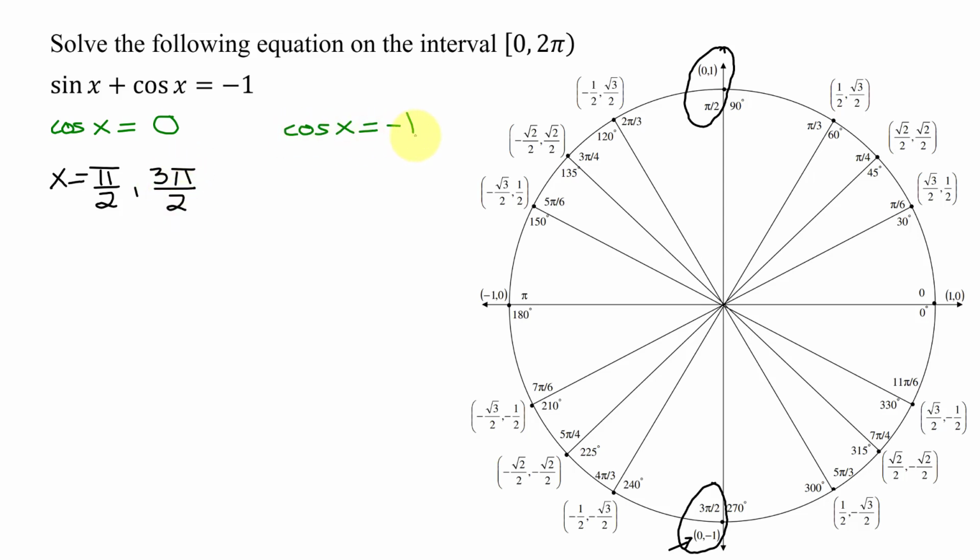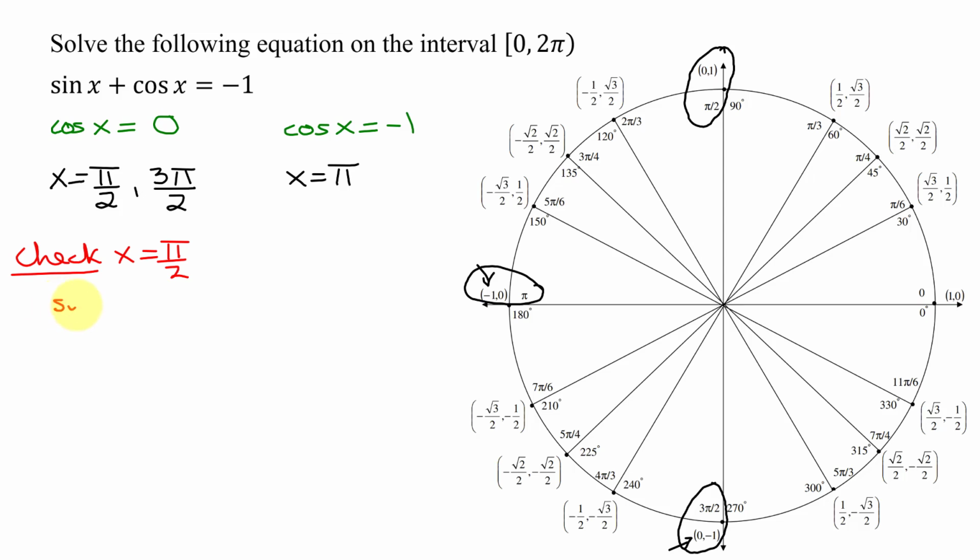And when is the cosine of x equal to -1? Well, the only place where the x-coordinate is equal to -1 is right here, and that is when x equals pi. So these are 3 potential solutions, but don't forget, since I squared both sides, you must check for extraneous solutions. So let's check our first one of x equals pi over 2. That means I plug it back into the original equation over here.